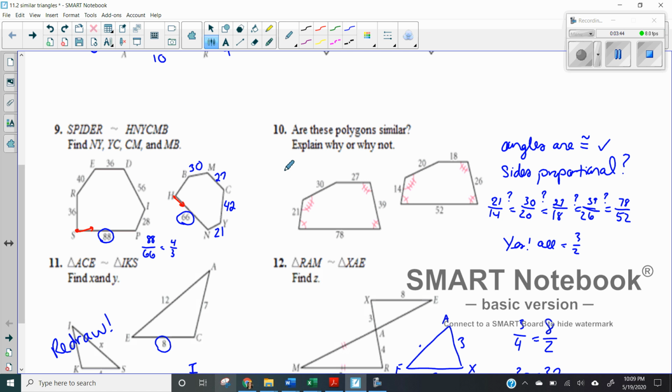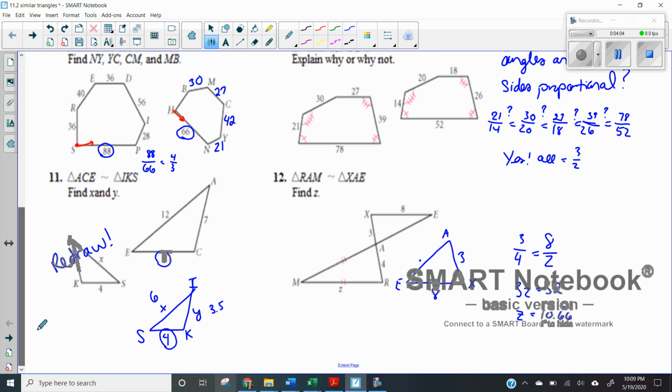Okay, so that's my notes on that one. You can check all the answers there. Number 10, all the angles are good. All of the sides, notice I had to write out 1, 2, 3, 4, 5 different ratios here to confirm that they were all equal, but they are. So we would say all the sides are proportional. So yes, those polygons are similar.